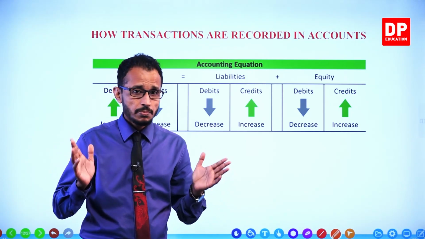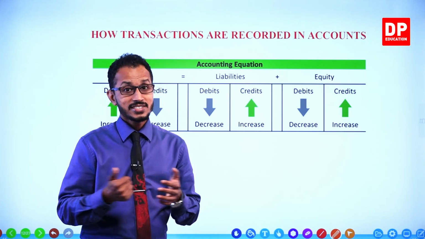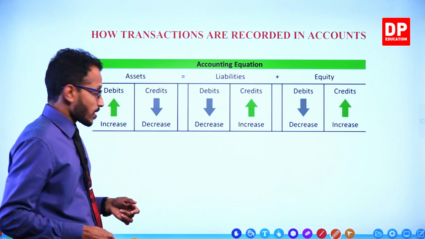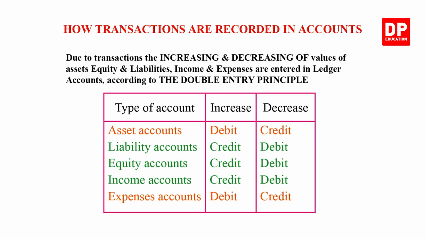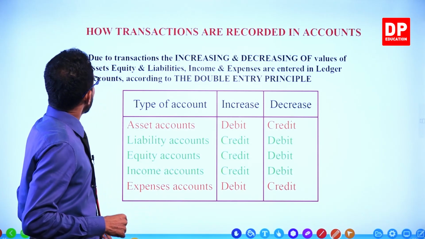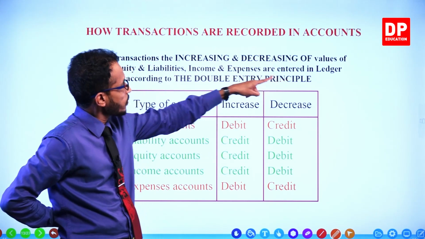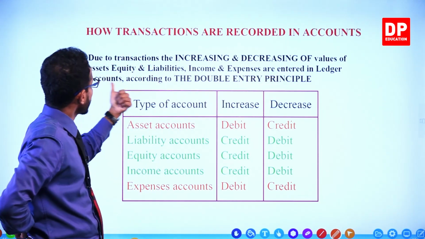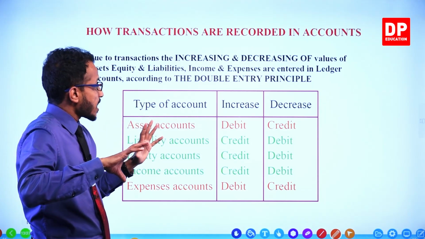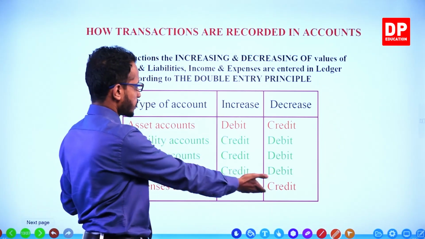The double entry knowledge is very important. It will save your life in some cases. So, let me get your attention back to the double entry principle. This is what we discussed in the previous session. It says, due to transactions, the increasing and decreasing of values of assets, equity, liabilities, income and expenses are entered in ledger accounts according to the double entry principle. This is that principle.